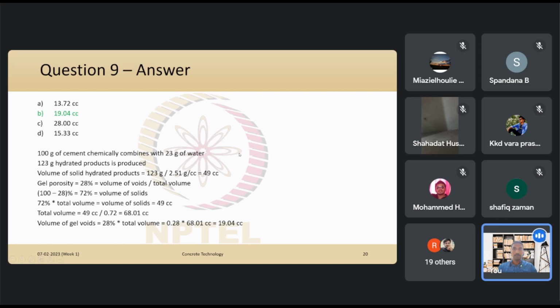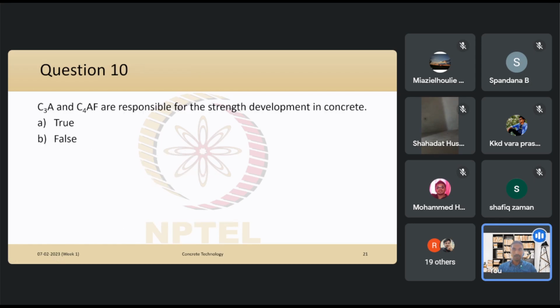All right. Moving on to question number 10. C3A and C4AF are responsible for strength development in concrete. Is this statement true or false? Let me create a poll for this.